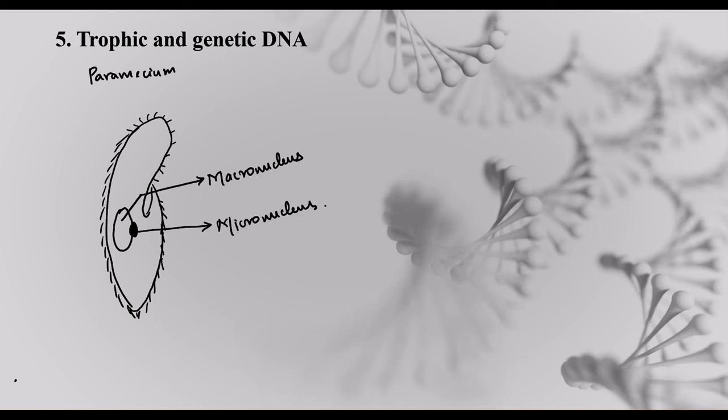So the ciliates like paramecium have both trophic and genetic DNA in the macro and micronucleus respectively. Here this macronucleus is called trophic. This micronucleus is called genetic. Which means the trophic macronucleus controls the vegetative function, and obviously this micronucleus is going to control the reproductive function.